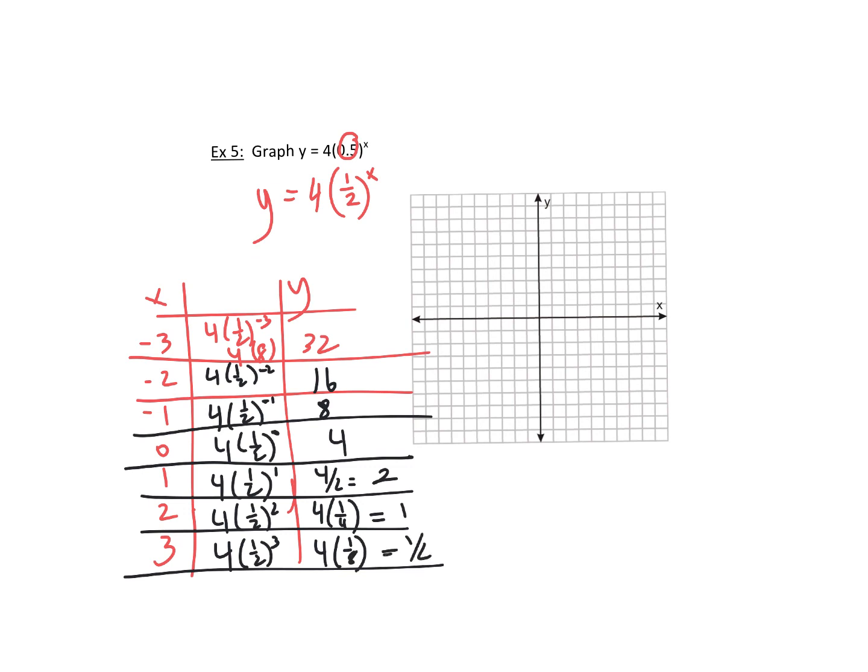So I can't graph the negative ones. I'm going to start with negative 1, 8. 1, 2, 3, 4, 5, 6, 7, 8. And then 0, 4, which makes sense because my y-intercept, my a value, is 4. Then 1, 2, then 2, 1, and then 3, 1/2. Okay? Again, they all have the same exact curve shape, right? So that tells you if you're doing something right or wrong. y equals 4 times 1/2 to the x power.